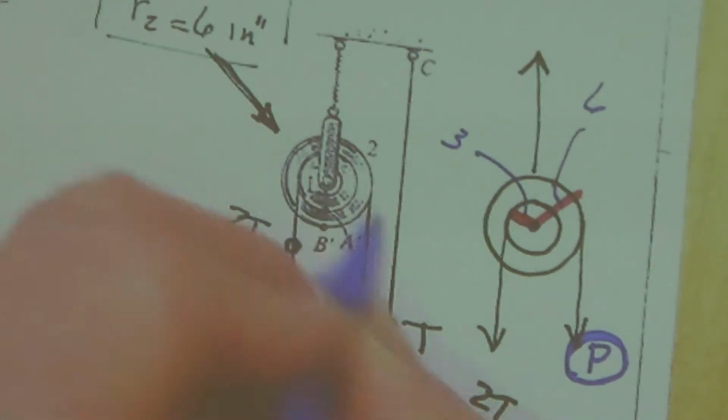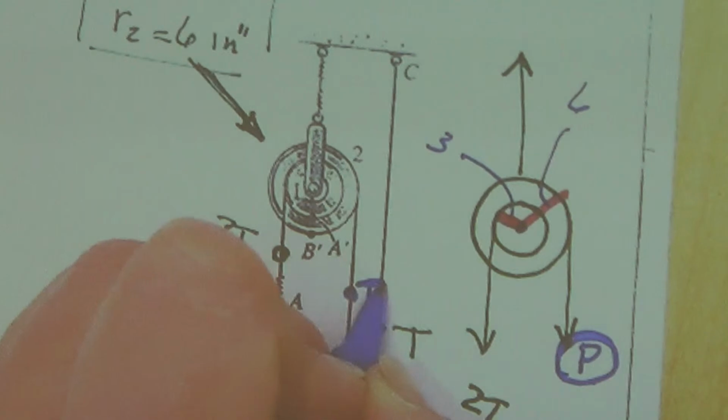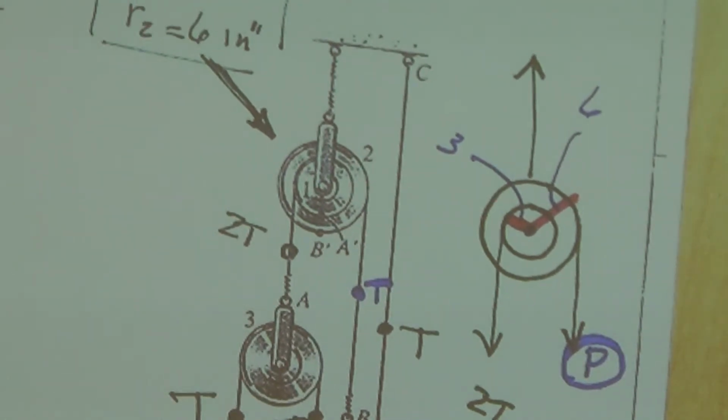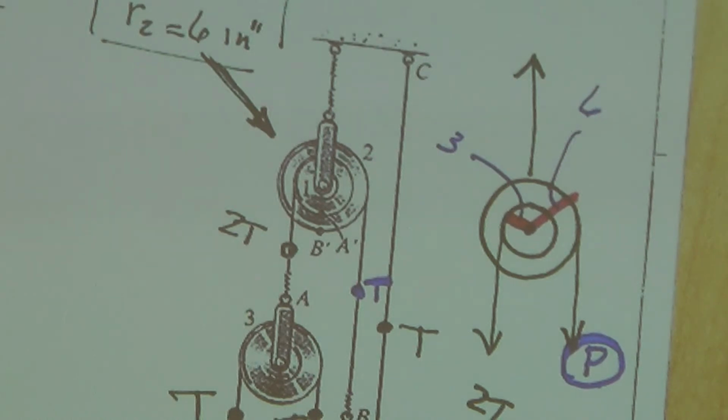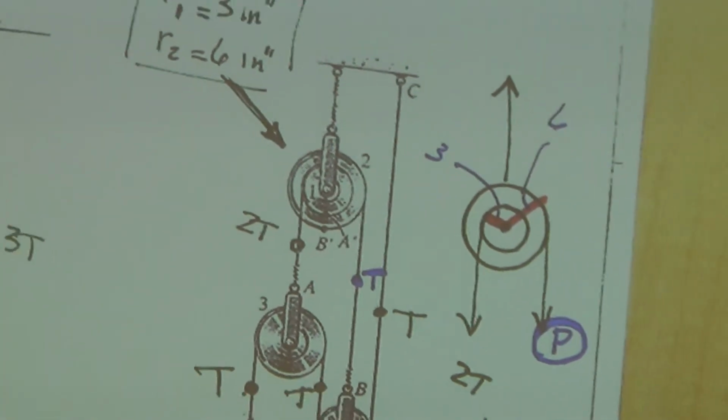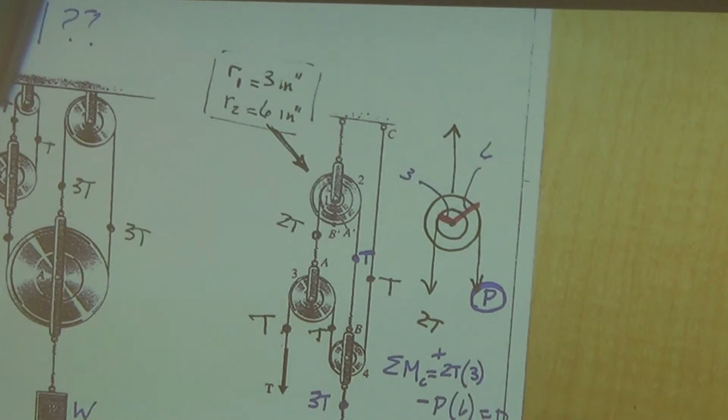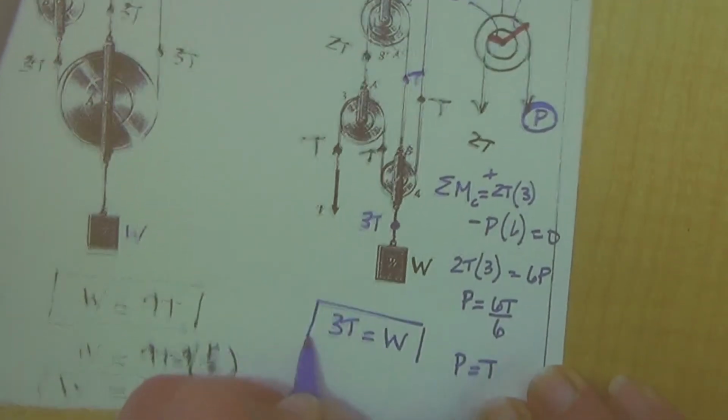So 2T is coming in and T is going out. All right. What's this cable right here? 3T. So 3T is equal to W.